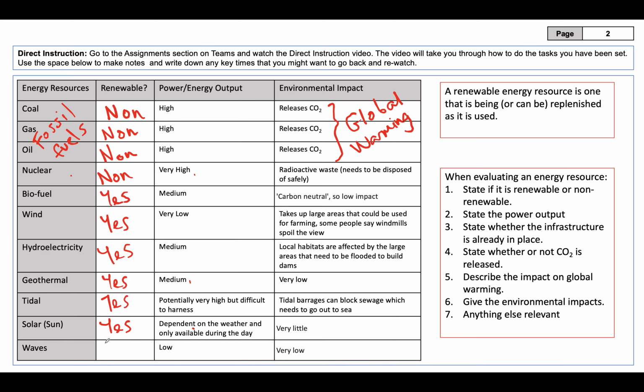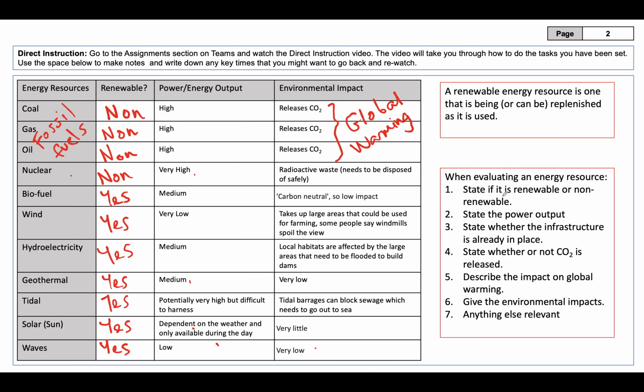Waves, so the fact that the water waves move up and down, we can harvest that energy. It's renewable, but you don't get very much energy out of it, but it doesn't impact the environment very much. So most of today's lesson is going to be about evaluating these resources.